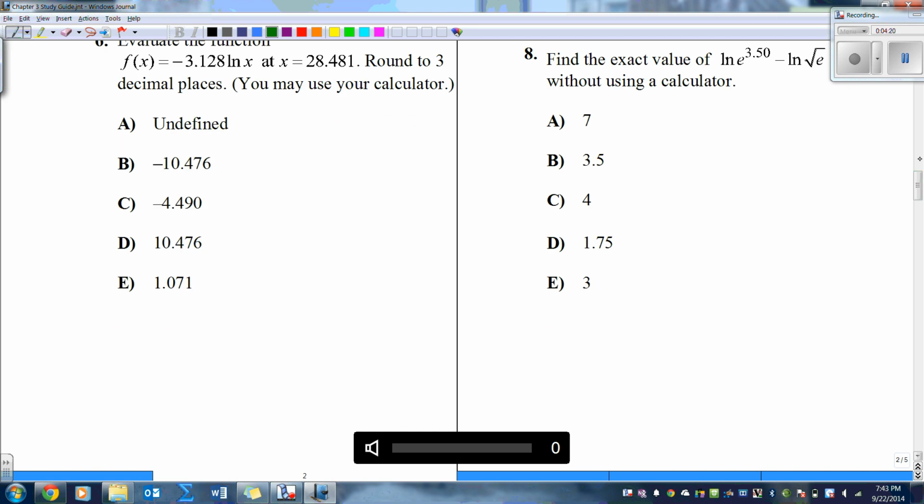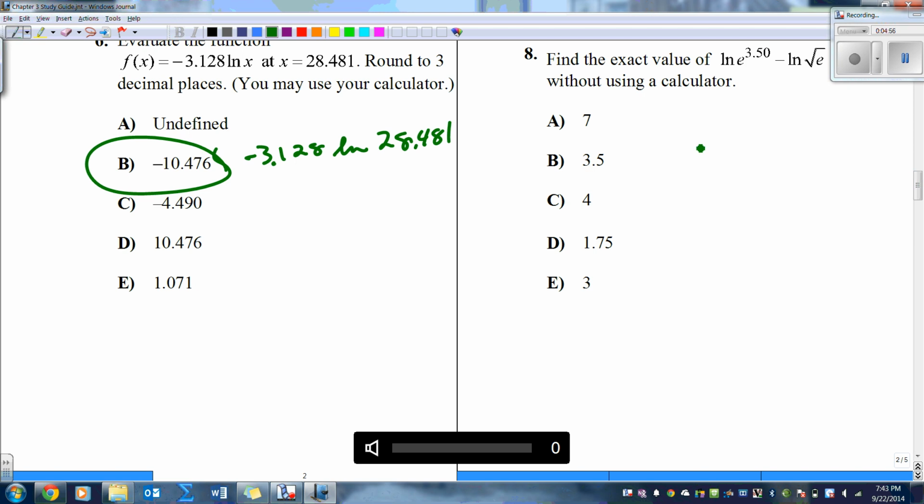There we go. Evaluate the function at, okay, so we're just going to put this in our calculator. Negative 3.128 natural log 28.481. So, negative 3.128 times the natural log of 28.481. I get negative 10.476, and there's my answer.